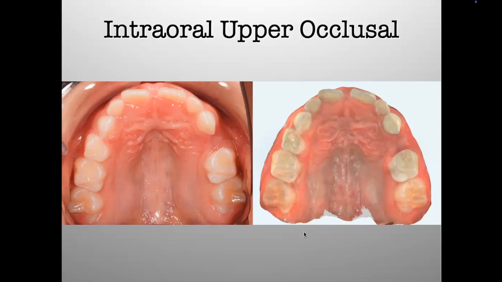So first off, we noted if anything, the centrals were a little bit proclined. So if anything, we're not going to gain any space from proclining them more, right? So we know that where those teeth are, if anything, it's going to require more space than we have, not less space than we have.